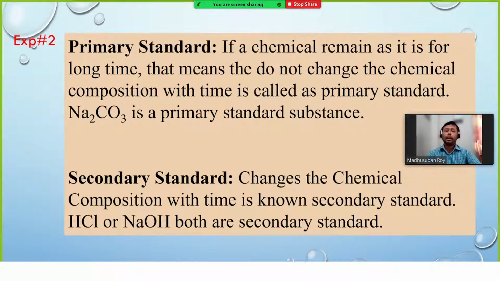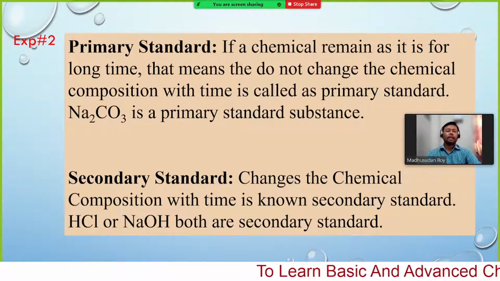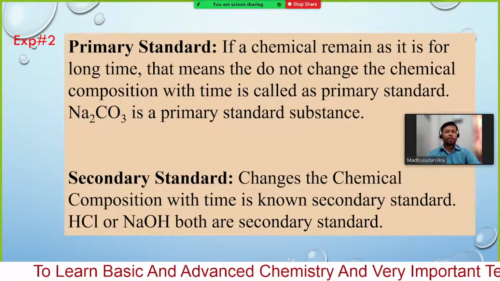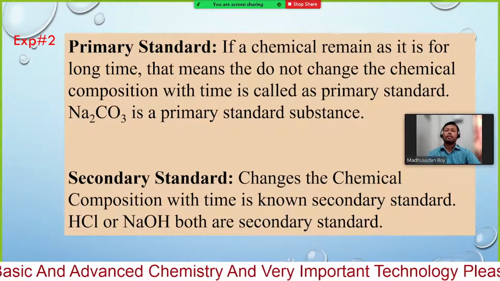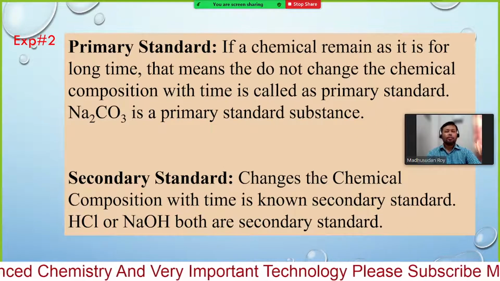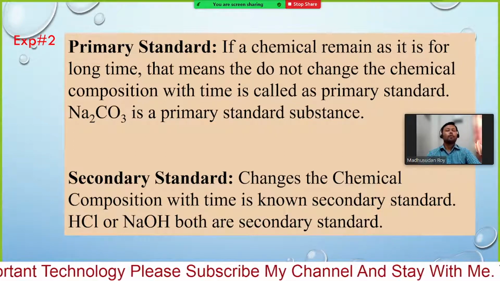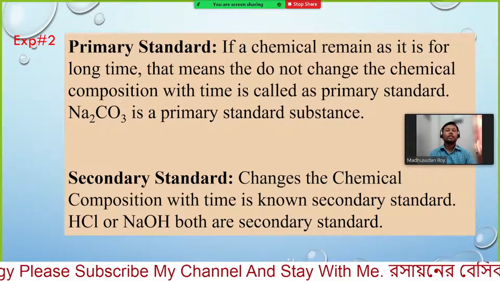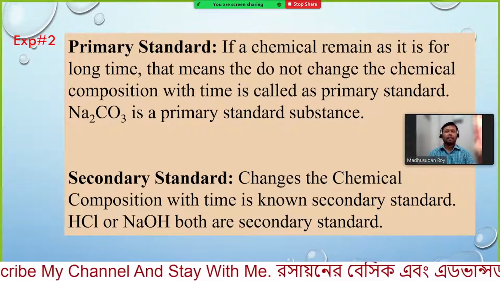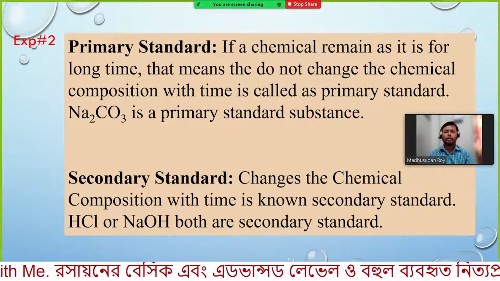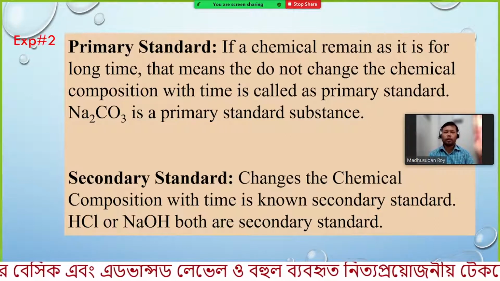Like sodium carbonate: if you take anhydrous sodium carbonate, but it has some water, that is a little bit difficult. But the sodium carbonate solution, in most cases, is considered a primary standard. But if you consider the sodium carbonate crystal, in that case it has some difficulty, because sodium carbonate can form different types of hydrated crystals, like Na2CO3 with one molecule of water, two molecules of water, 10 molecules of water, like this.